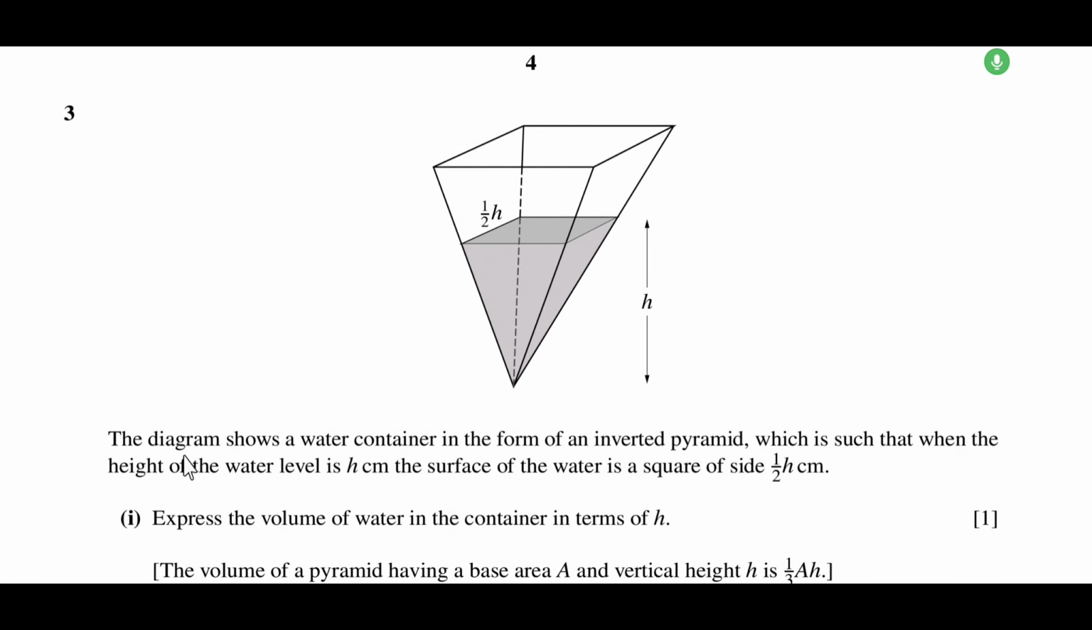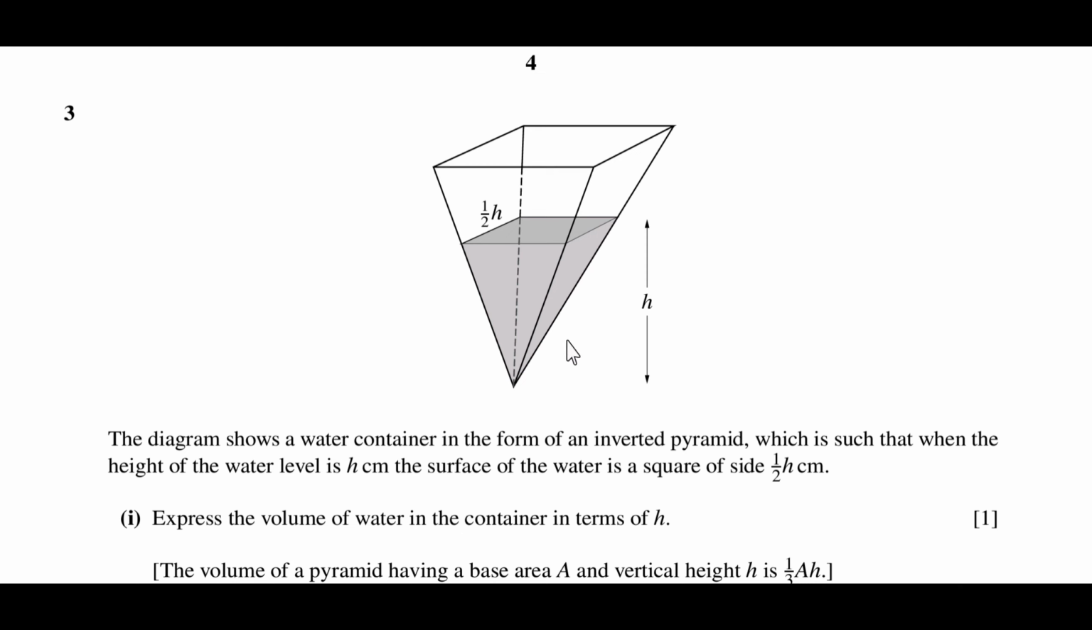3. The diagram shows a water container in the form of an inverted pyramid, which is such that when the height of the water is h centimeter, that is this h centimeter, the surface of the water is a square of sides h by 2 centimeter. That means this is a square shape and the height is h. Express the volume of water in the container in terms of h.